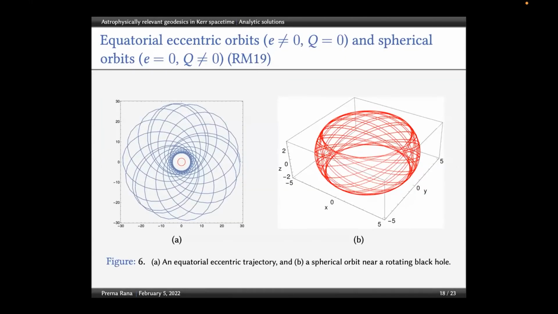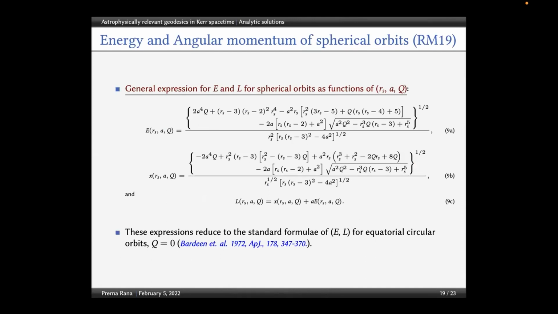There are other categories also, for example equatorial eccentric orbits and spherical orbits. We have studied them also. So the trajectory solution that we have already obtained for the non-equatorial eccentric orbits can be further reduced into these forms. I've just shown the equatorial eccentric orbit here and the spherical orbit here. For the spherical orbit, we had also written down the general expression for energy and angular momentum as a function of the radius of the spherical orbit, the spin of the black hole, and the Carter constant. And we showed that these expressions reduce to the standard formula for the equatorial circular case, which was first derived by Bardeen in 1972.